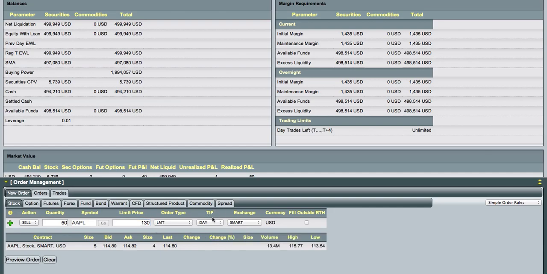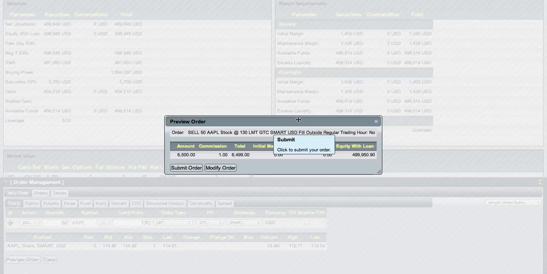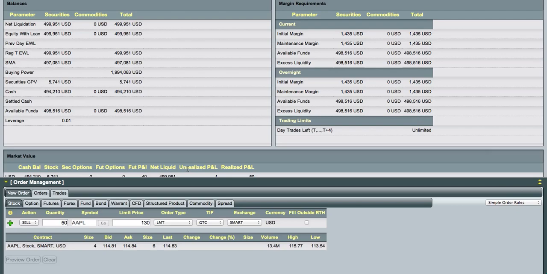We're going to change the time in force to GTC. We're happy with the smart routing exchange. And we're going to click on preview order. Again, it's a last chance saloon. Are you sure you want to sell your 50 Apple shares at $130? At a limit price of $130, good till cancel via smart routing? Yes, we are. It's telling you roughly how much you're going to get in and how much it's going to cost you in trading commission. So we click on submit order.